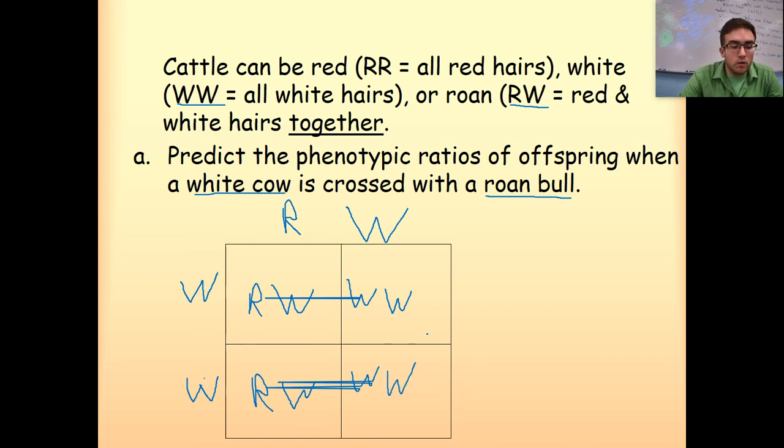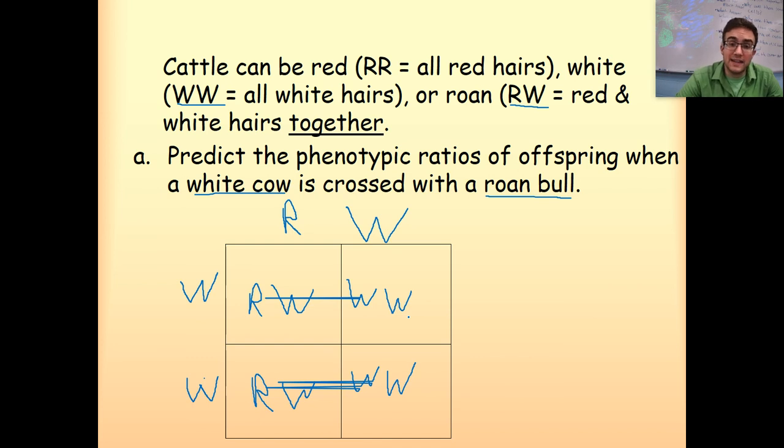So there you go. So what we got is that 50% is going to be Roan because they have red and white hairs, and the other 50% is going to be white because they have WW. There you go. So that's how you do it. So that's incomplete and codominance, and that's how you do each set of the problems.